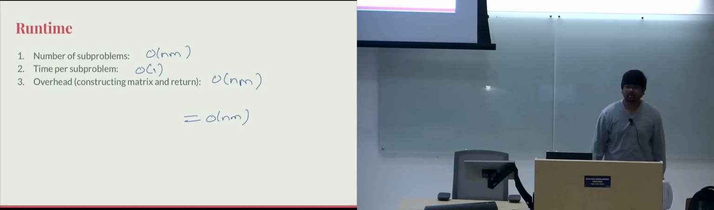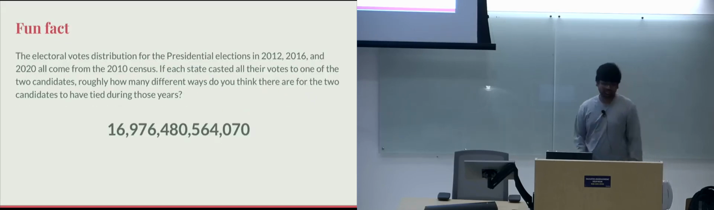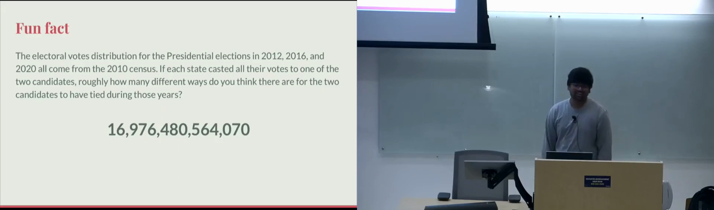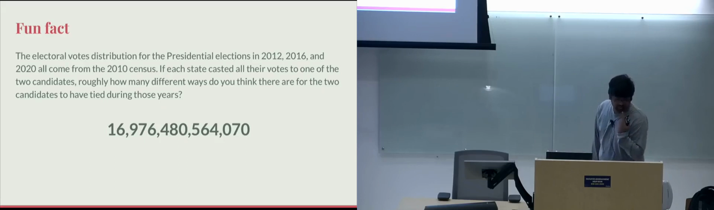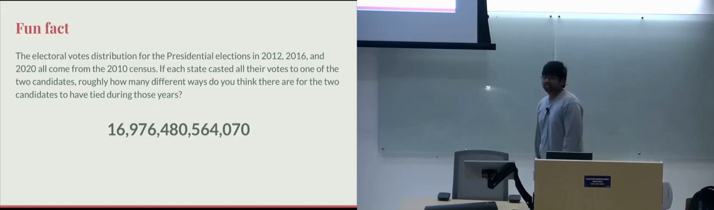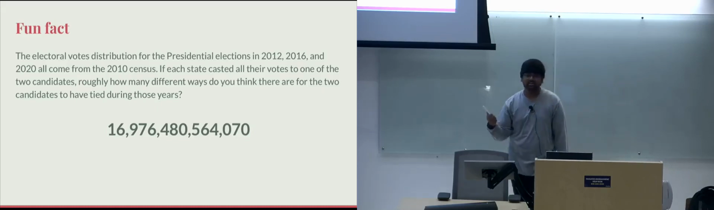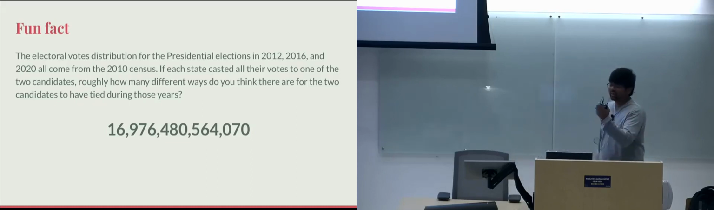This is a fun fact, but I'm not sure if we have time for this, but I will just take 1 more minute of yours. It turns out that in the previous elections, the number of ways in which you could have a tie is 16 trillion. So one would think it's very difficult to get a tie, but it's such a huge number. So you can imagine the number of ways in which you don't get a tie is even bigger than this.